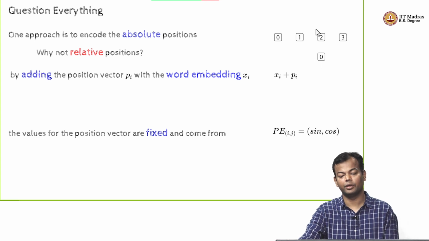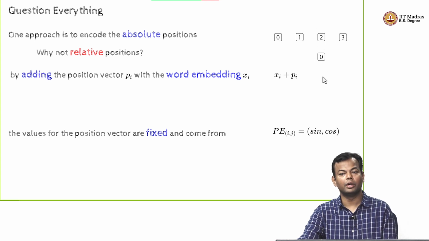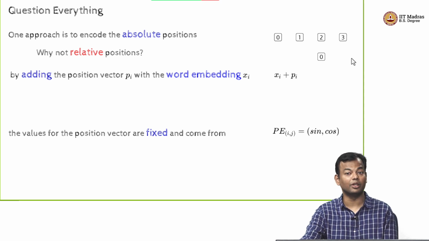When you're looking at token 2, with respect to itself, it is at position 0. The relative position is 0. The word before it is at -1. The word before that is at -2. The word after it is at +1. Right. So why not encode this information as opposed to just having an absolute position embedding for all the positions?